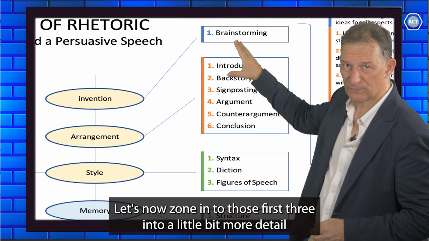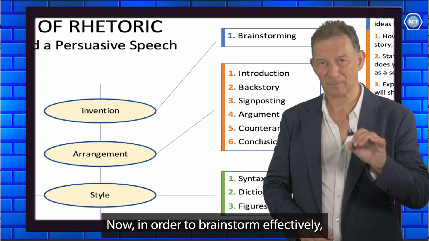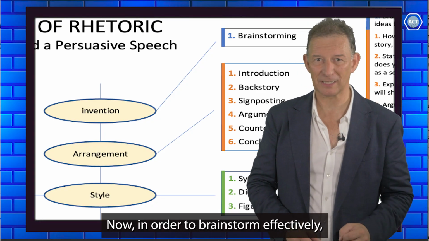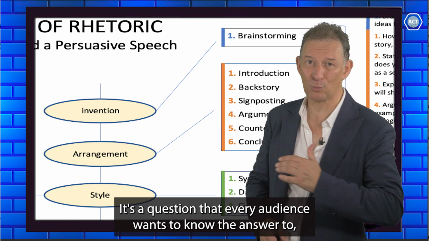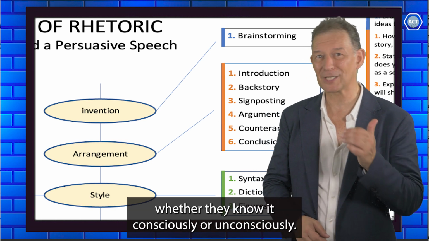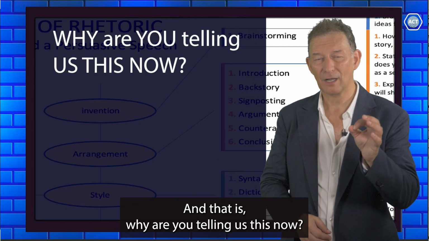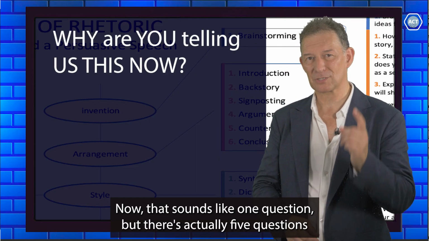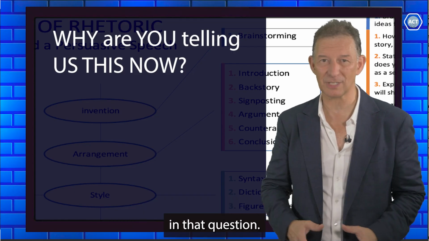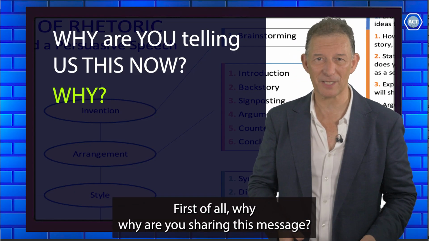Let's now zone into those first 3 into a little bit more detail. Invention, brainstorming. Now, in order to brainstorm effectively, there is a question that you have to answer. It's a question that every audience wants to know the answer to, whether they know it consciously or unconsciously. And that is, why are you telling us this now? Now that sounds like one question, but there's actually 5 questions in that question. Let's break those down. First of all, why? Why are you sharing this message?